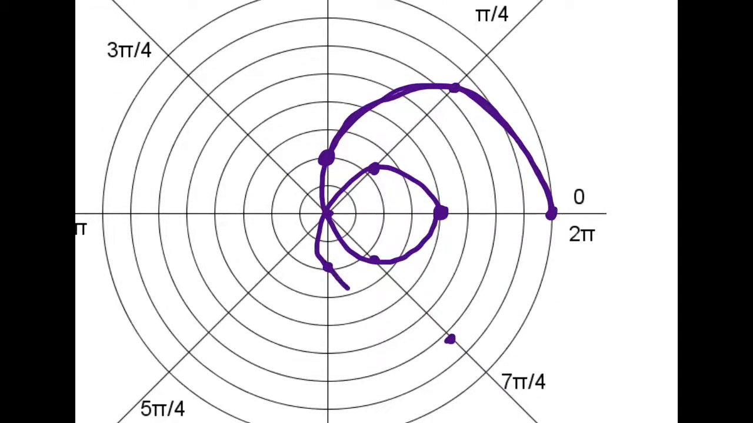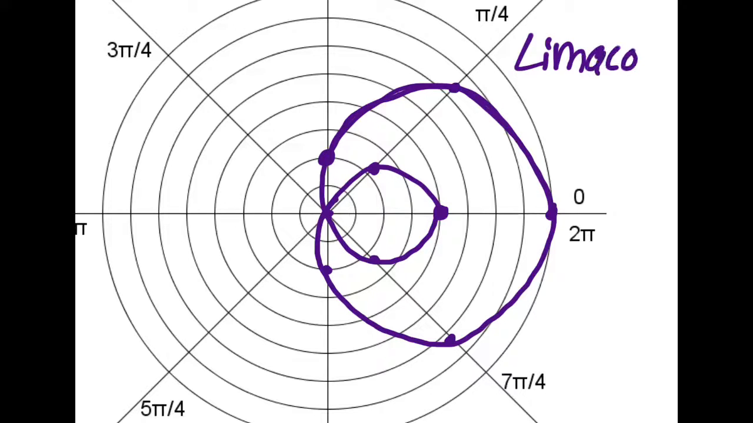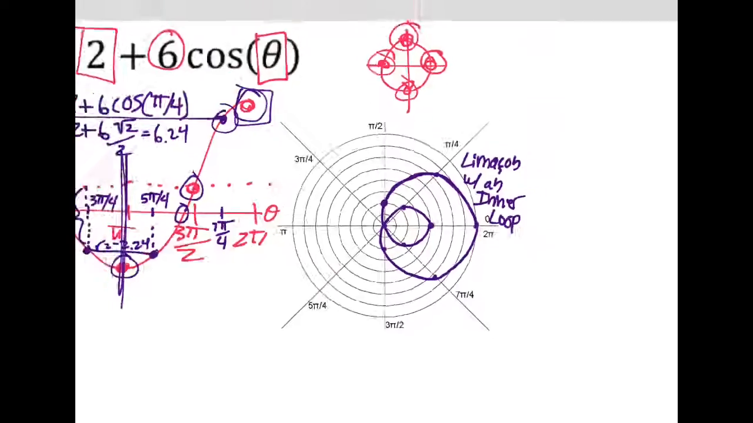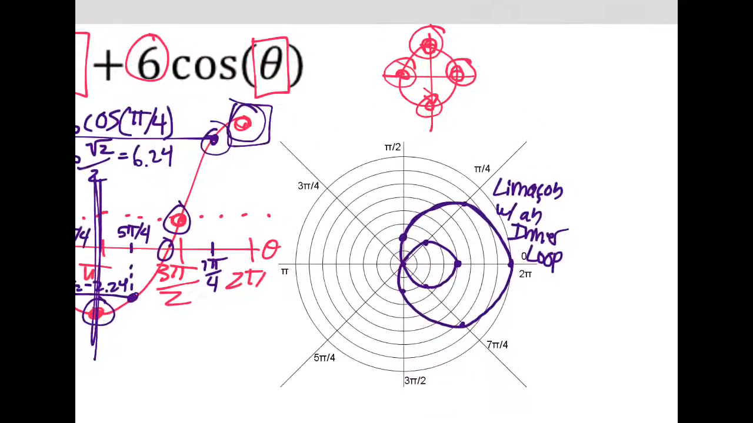So we can continue this curve down. That looks bad. And there you have it. We have a limaçon with an inner loop.